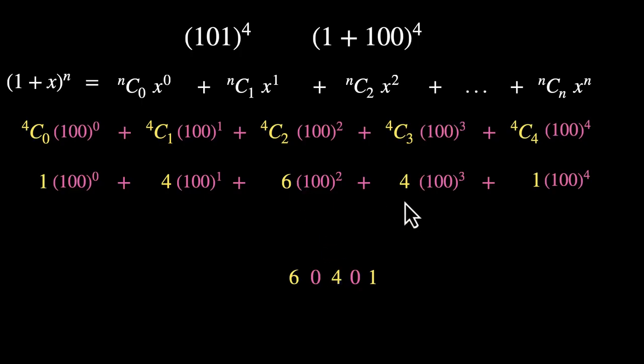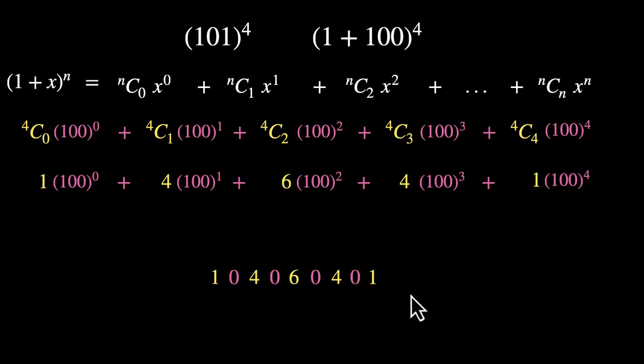Now let's add 4 and then 100 cube, that's 6 zeros. So 4 and then 6 zeros: 1, 2, 3, 4, 5, one more 0 and then 4. And then finally we have 1 followed by 1, 2, 3, 4, 5, 6, 7, 8 zeros. This is the sum of all these 5 terms, which means this is equal to 101 to the power 4.